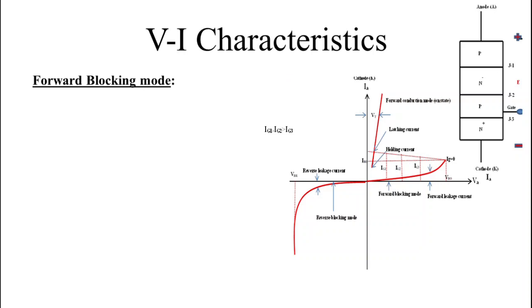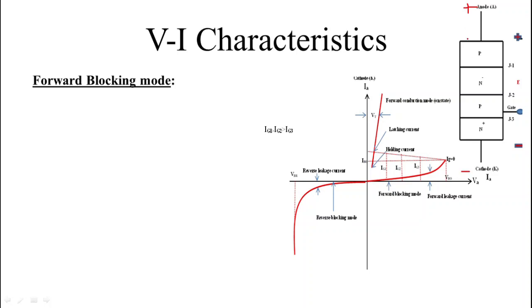Now in forward blocking mode, also here we have to emphasize on this name. Here forward means thyristor is in forward bias, or we can say that anode to cathode voltage is greater than 0, or we can understand it as positive potential is applied to anode and negative potential is applied to cathode.